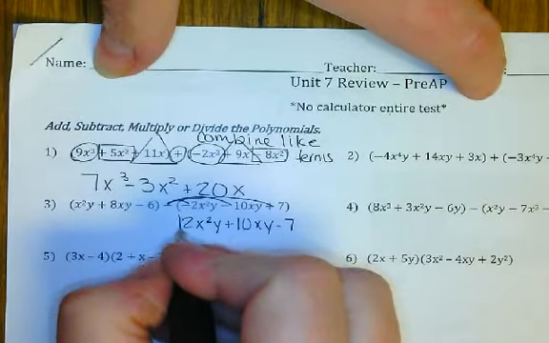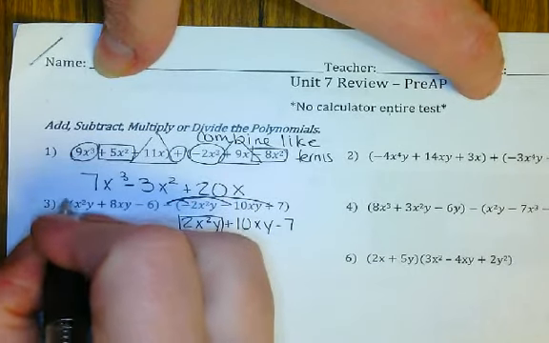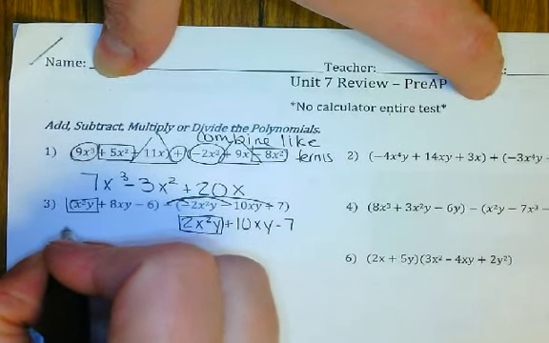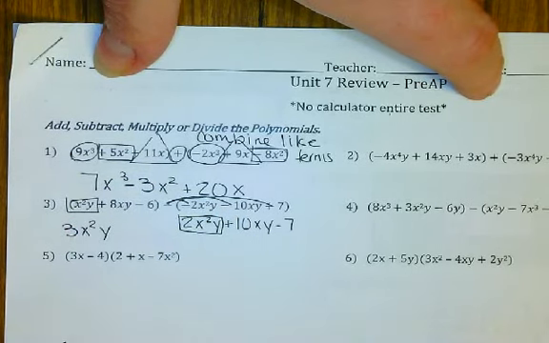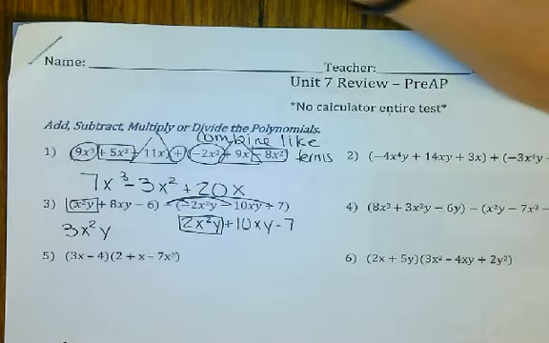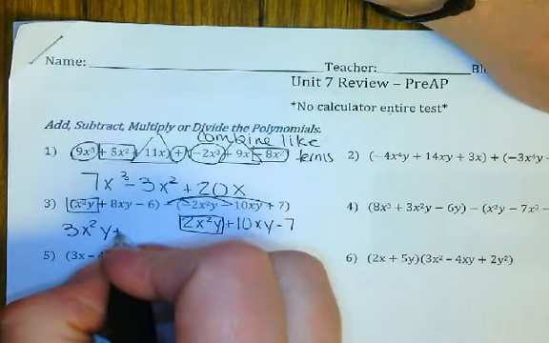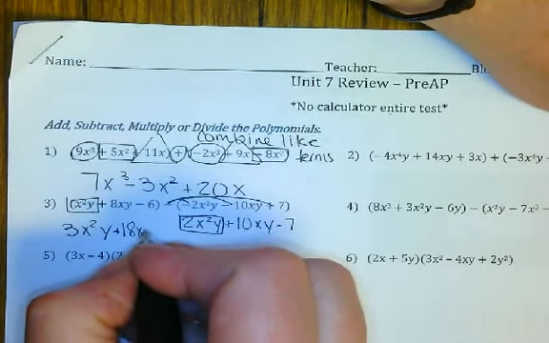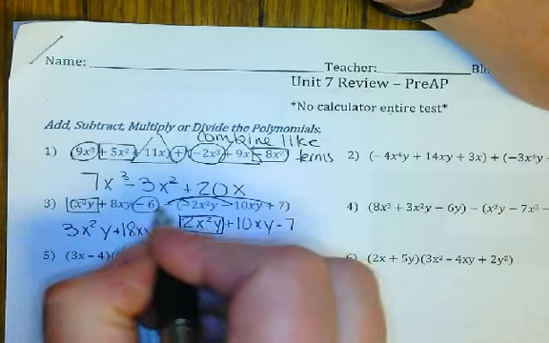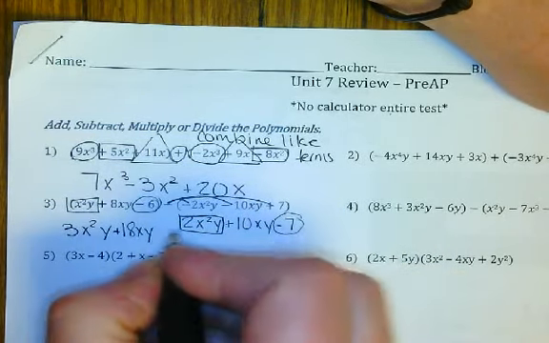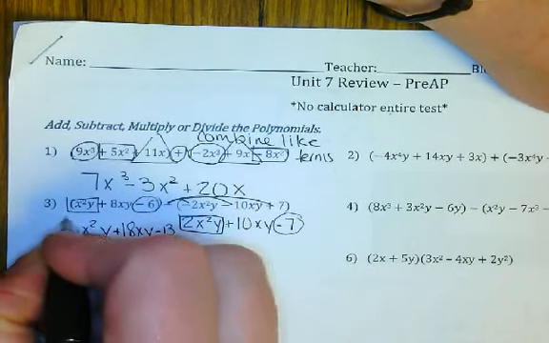So here I see a 2x squared y and a 1x squared y, so that gives me 3x squared y. I see a positive 8xy and a positive 10xy, so that gives me 18xy. And then I see this negative 6 and the negative 7, and that gives me negative 13.